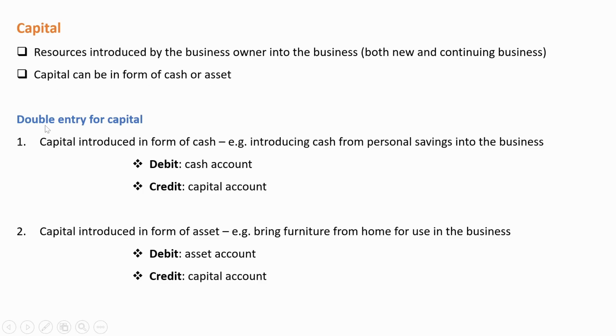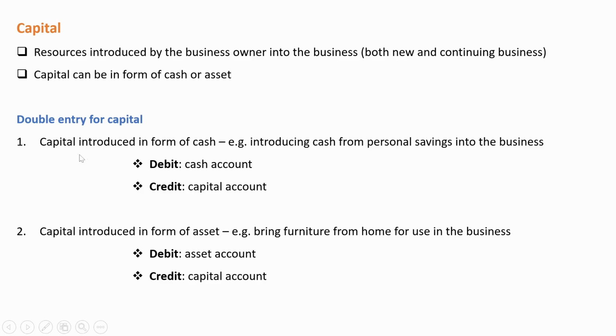So this is how we record capital in accounting. Double entry for capital. Number one is capital introduced in form of cash. And we have an example here. Introducing cash from personal savings into the business. So we call this capital because the money did not come from the business. The money came from your personal cash, from your private or your personal savings account. So if the money had been obtained from the business, maybe from sales, then we don't call it capital because the money was just within the business.